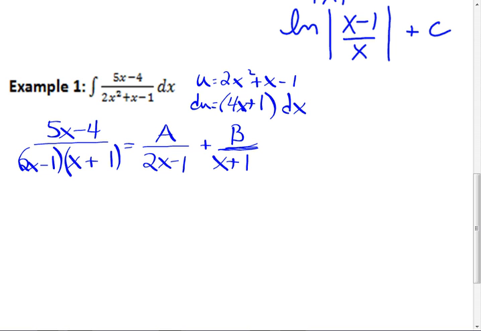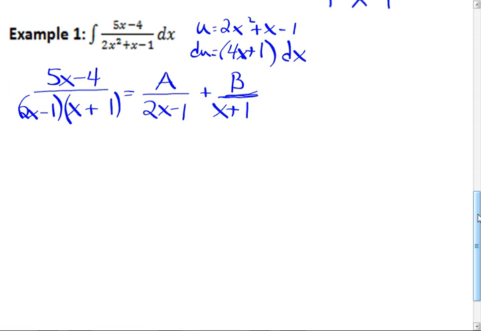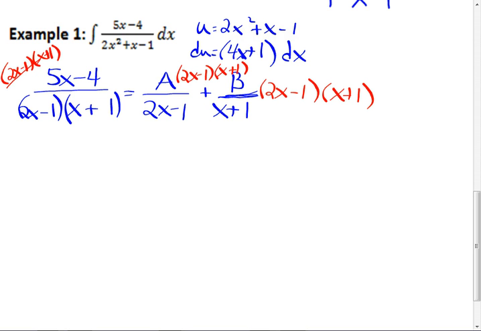Now, what do we do next? We multiplied by the least common denominator, which is this 2x minus 1, x plus 1. That goes away. And you're saying, well, 5x minus 4 does not go away. No, it doesn't. So it's a times 2, x plus 1. Right? 2x minus 1 will go, so this is x plus 1. The x plus 1s will cancel, and this is plus b times 2x minus 1.